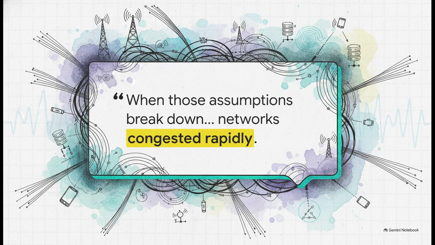And that statistical approach brings up a wild economic engine of this whole industry: oversubscription. Telecommunications relies heavily on statistical oversubscription. Providers routinely overbook their access links, betting that we won't all transmit data at the exact same millisecond. It's a balancing act, but when those assumptions break down, like they did globally during the COVID-19 pandemic, networks congest rapidly.